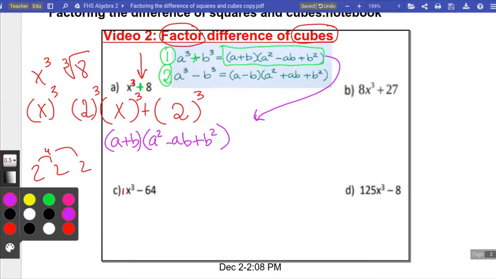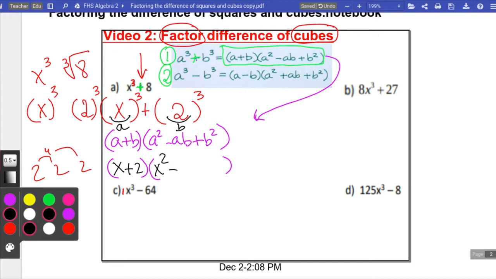Let's continue. One thing I forgot to mention is this: this whole thing right here is a, and this whole thing right here is b, just like the previous video. Let's start putting this stuff in. It says a plus b. A is x, b is 2. Done with that one. Next one, a squared. A is x, so x squared. Done.